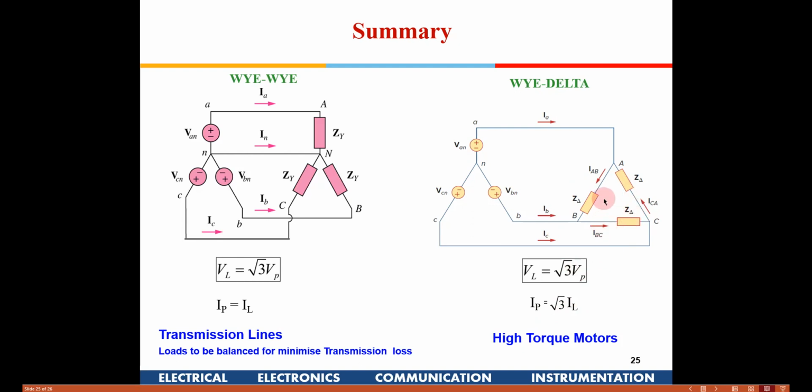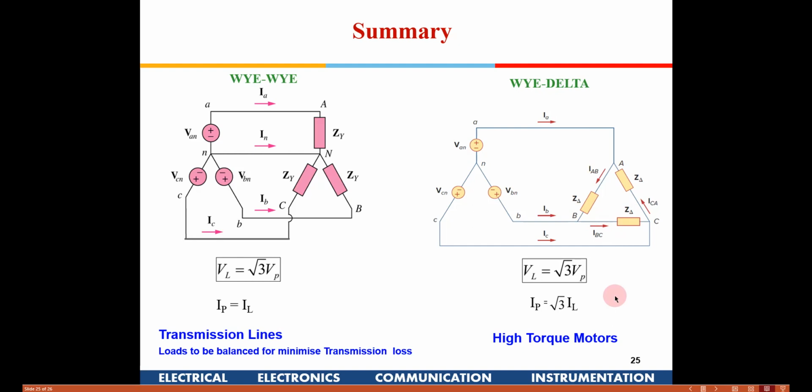These are used for a high torque mode, since more current means more power, right? Wherever you have high torque requirements, where more work needs to be done, in those applications you can have a delta connected load also.